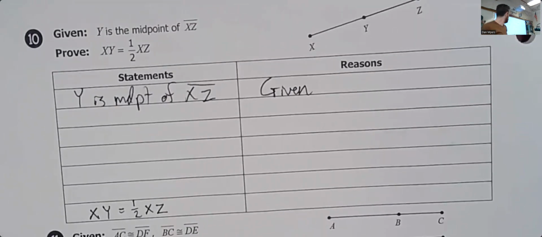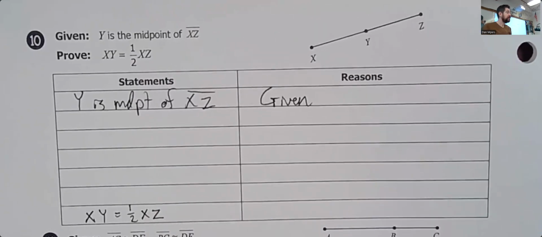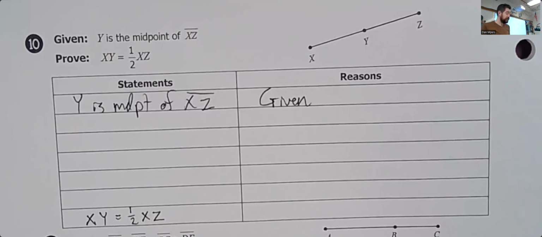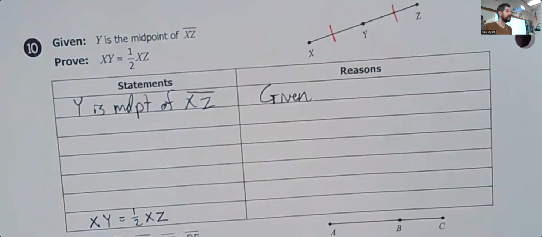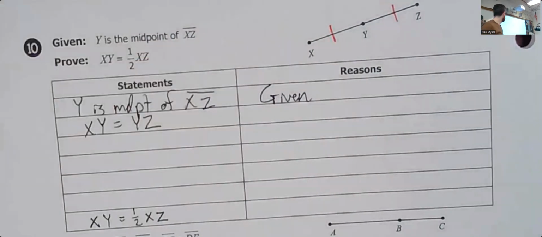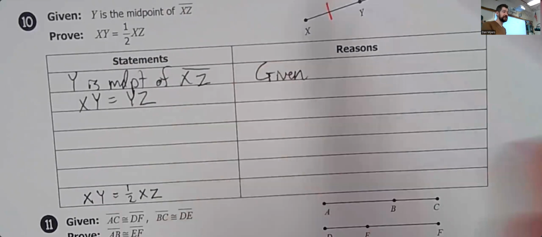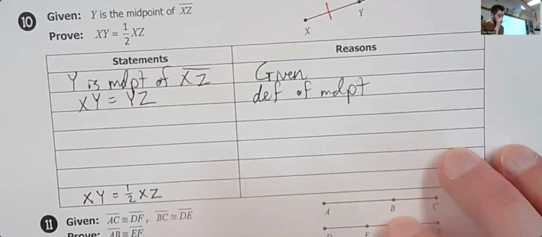Now, up on the diagram, what can we mark because of the given? What can we draw on our diagram because of what's given? Yeah, XY is equal to YZ, right? Maybe that's what we should write for statement number 2. And why are we allowed to write that? That's the definition of midpoint. We use the definition of midpoint to say that those two segments are congruent.